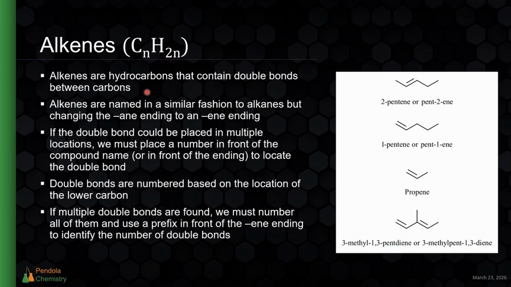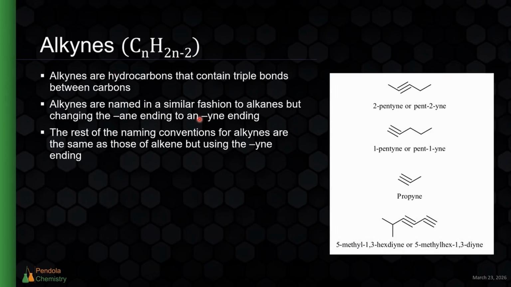All right, so let's go into alkynes. And alkynes are basically just the exact same thing we just talked about with alkenes, but they have triple bonds. So because they have triple bonds, they are going to have a different ending. Alkynes end in YNE, so they are going to have the same hydrocarbon naming as the alkenes, but instead of ANE, we're going to have YNE. The rest of the naming convention is exactly the same as we saw for alkenes.